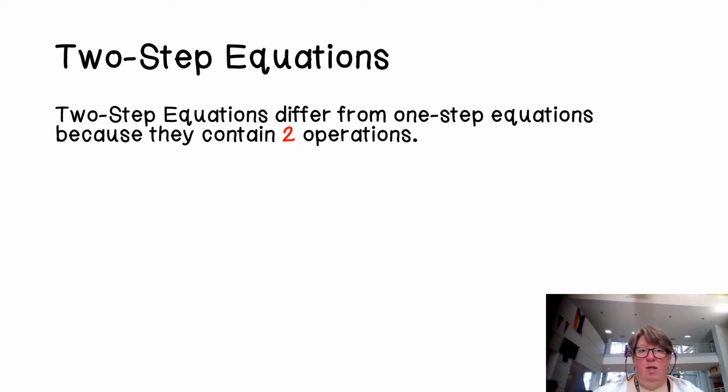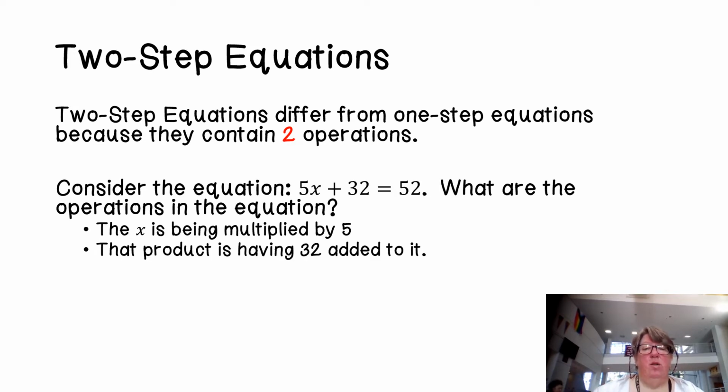So two-step equations are different from one-step equations because they have two operations. And remember, one-steps only have one. So consider the equation 5x plus 32 equals 52. What are the operations in the equation? Well, first of all, we notice that the x is being multiplied by 5, and then that whole product has 32 being added to it.